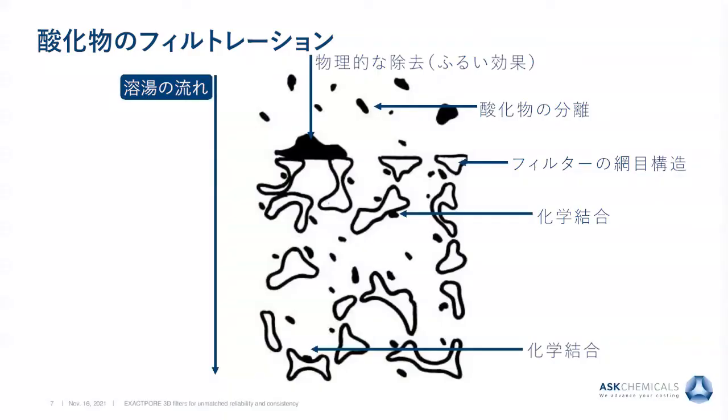When we look at this drawing, we can see the three main ways that oxides are removed with foam filters. First, oxides can be physically removed: any oxide that's larger than the pore size is sieved at the filter face location.